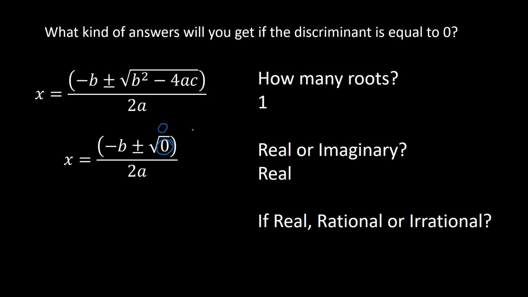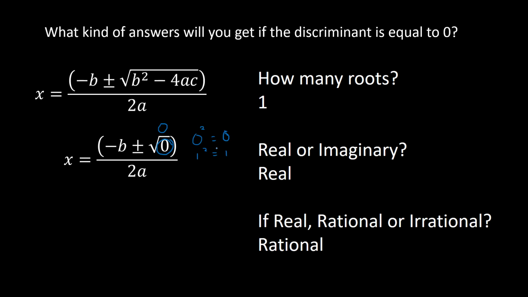And next question is, if it's real, is it rational or irrational? Well, rational would be the perfect squares. And notice here, we said the square root of 0 would just be 0, because 0 squared equals 0. 1 squared equals 1, etc. 0 squared is 0, so the square root of 0 would be a perfect square. So therefore, it's going to be rational, not irrational.